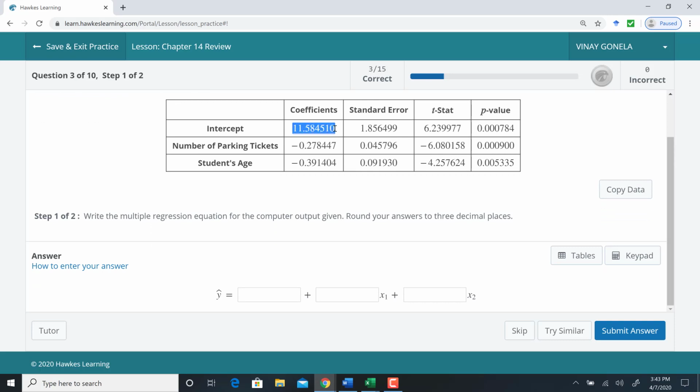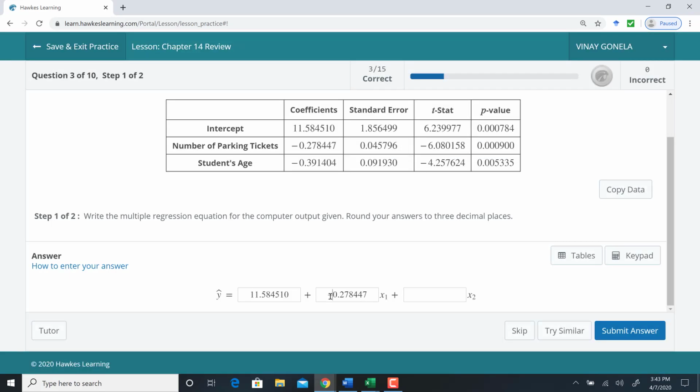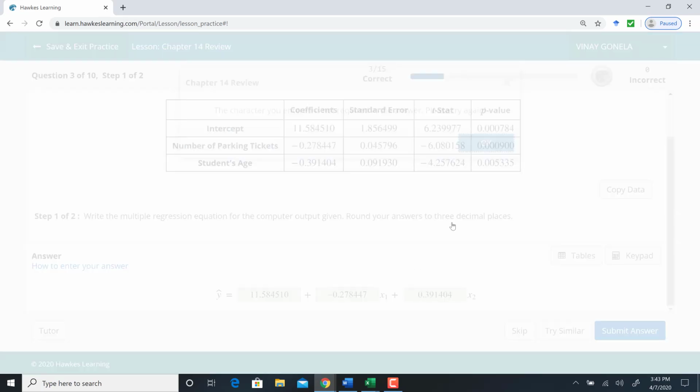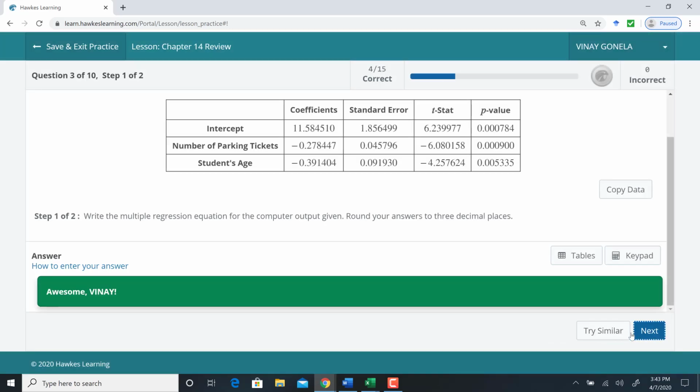So that would be 11.584, and then your x1 is the number of parking tickets, so that would be this one. So again, I have to type in minus here. So again, student's age, I will type again, I have to type negative sign here. So that will be my regression equation.